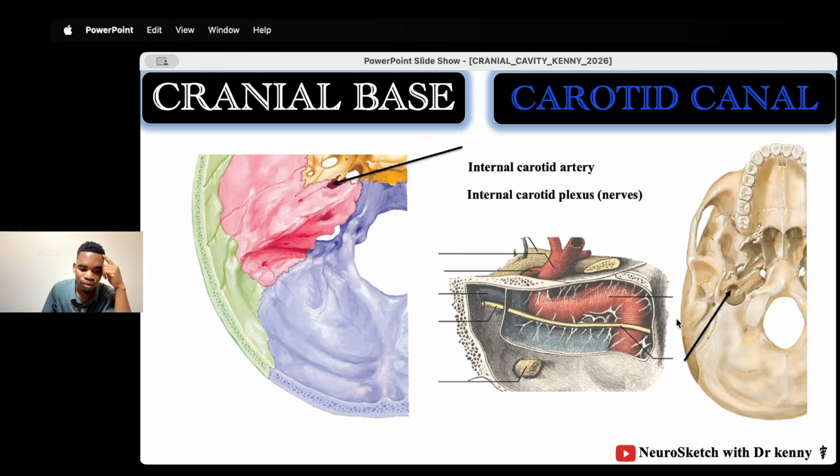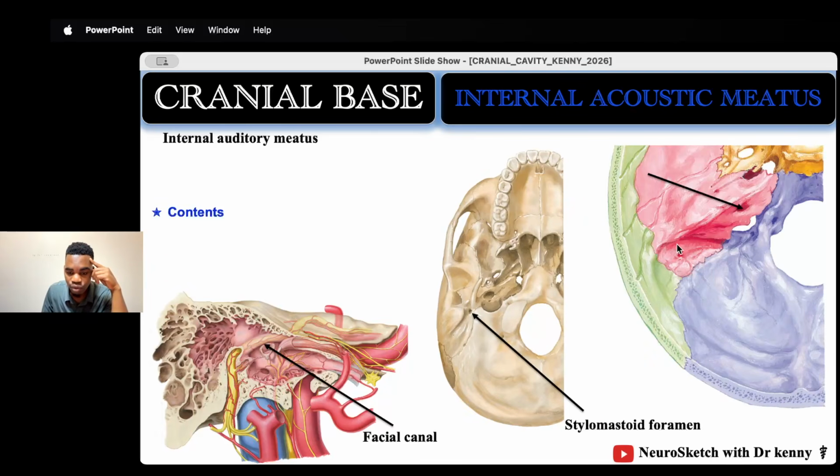Next, now we're moving to the posterior cranial fossa. These are the structures within the middle cranial fossa. Now to the posterior cranial fossa, we'll have a foramen here which is called the internal acoustic meatus or the internal auditory meatus. The internal auditory meatus transmits two important nerves. Number one is the facial nerve, which is cranial nerve 7, and cranial nerve 8, which is called the vestibulocochlear nerve. Cranial nerves 7 and 8 are going through the internal acoustic meatus.